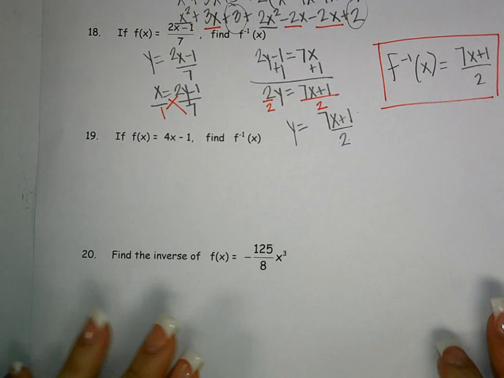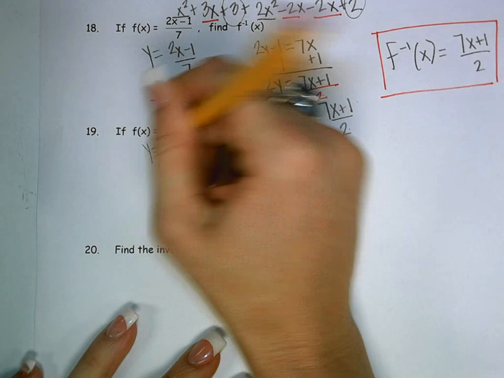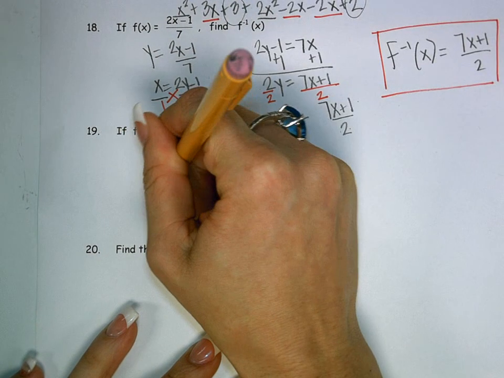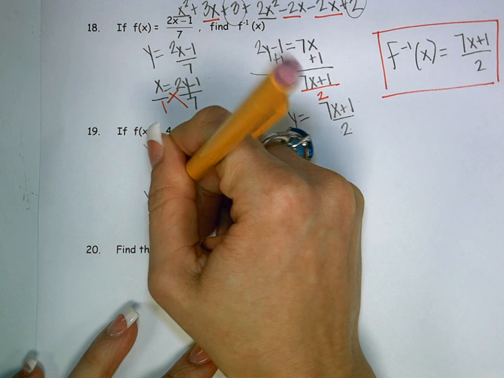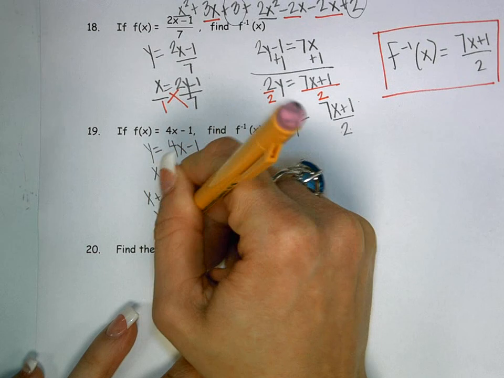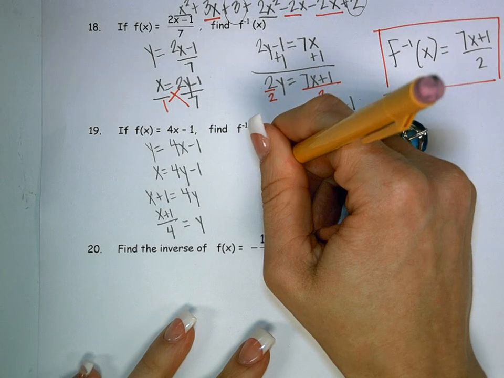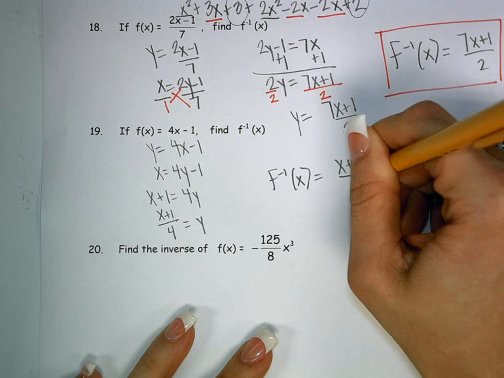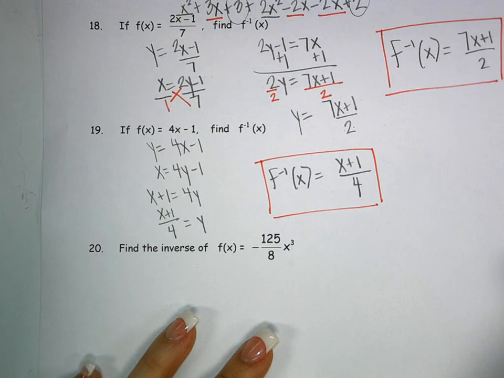Okay, number 19, same thing. I want to find the inverse function. So start by replacing with y. Y equals 4x minus 1. Switch your x and your y. X equals 4y minus 1. Add 1 to both sides. So x plus 1 equals 4y. And divide by 4. X plus 1 over 4 equals y. Write it in inverse notation. So f to the negative 1 of x equals x plus 1 over 4. That one was actually a lot simpler than the one before it.